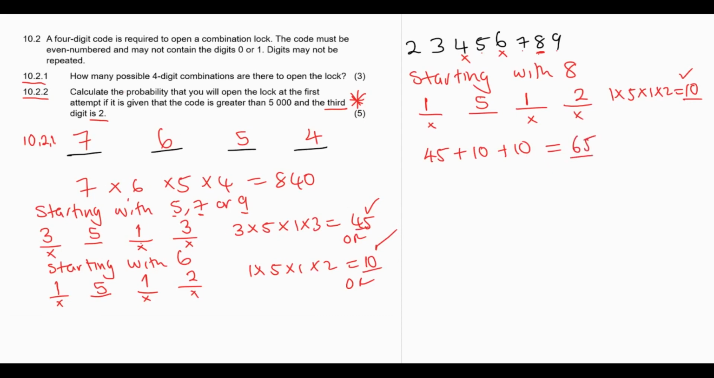And then we are asked to find probability. Let's not forget that probability is the number of possible combinations meeting the conditions. So we have 65. These are the number of combinations meeting the conditions, 65, out of the total possible 4-digit combinations. We got that in question 1021, which was 840. And then our answer is 0,07738. It goes on like that, which is equal to 0,08 to 2 decimal places.